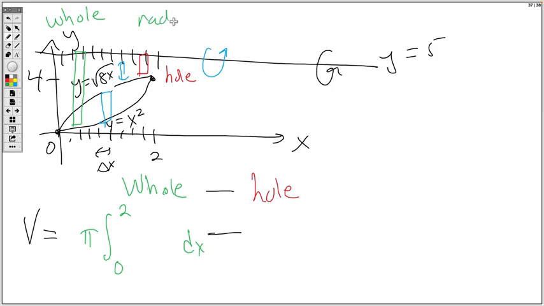Once again, the height of that rectangle, that's top minus bottom. Do you see how what we did yesterday is coming in here? Because that representative rectangle, what's the top here? That's y equals 5. Minus the bottom here, which is x squared, squared.